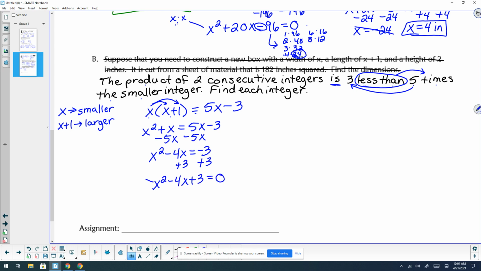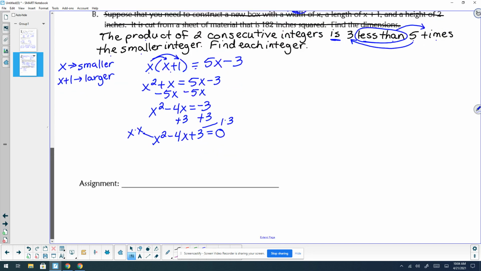At this point, I have to factor. So I'm going to make my factor tree of x squared and my factor tree of 3. Because my c term is positive, I want to multiply to a number smaller than 4. So I'm going to take x times 3, which is 3x. Because I used x, I have to use x. Because I used 3, I have to use 1. Now, how do I make 3x and 1x become negative 4x? They both have to be negative, which means the 3 and the 1 have to be negative.